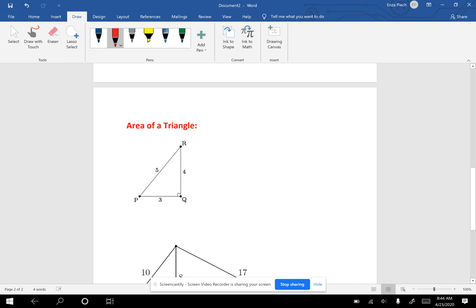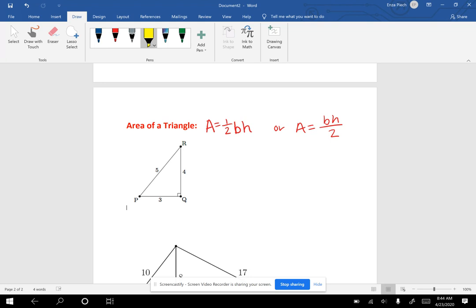We are going to work on finding the area of a triangle. When you're finding the area of a triangle, the important parts of the triangle to know are your legs and hypotenuse, because you need to be able to find your base and your height. The formula for area of a triangle is A equals 1/2 base times height. You may also see it written as A equals base times height divided by 2.